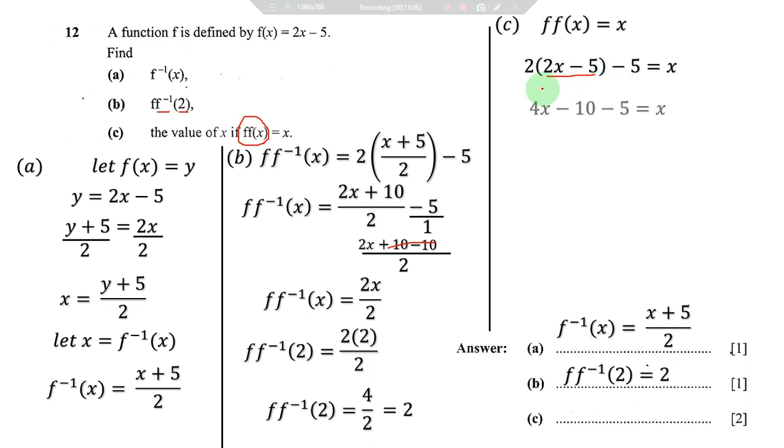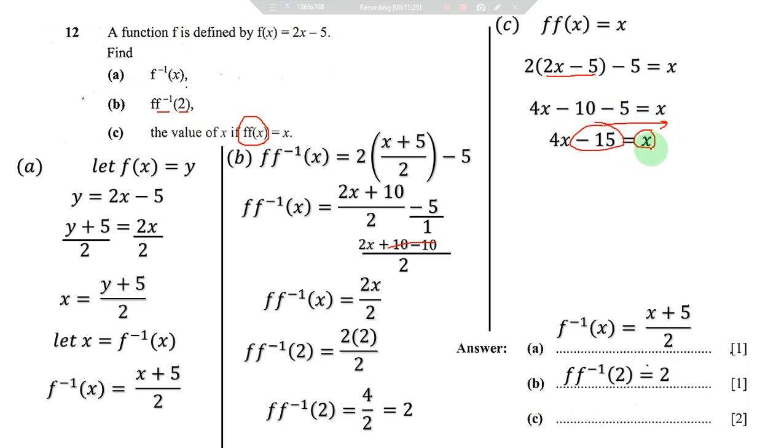Okay, simplifying it, we'll have 4x minus 10, then minus 5 equals x. Negative 10 minus 5, same signs, what do we do? Maintain the sign and add the two numbers. So our 4x minus 15 equals x. Then the 15 will have to cross going on the other side.